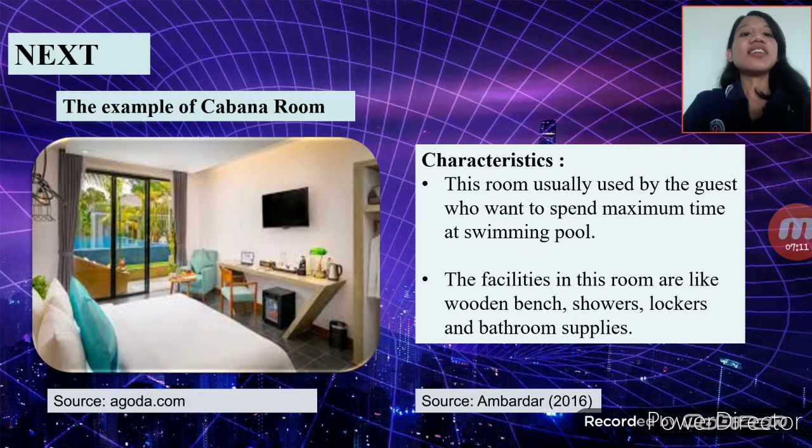And the characteristics of cabana room are: first, this room is usually used by guests who want to spend maximum time at the swimming pool. And the second is, the facilities in this room are wooden bench, showers, lockers, and bathroom supplies. And as you can see on that slide, there is the example of cabana room, which is the picture about cabana room.